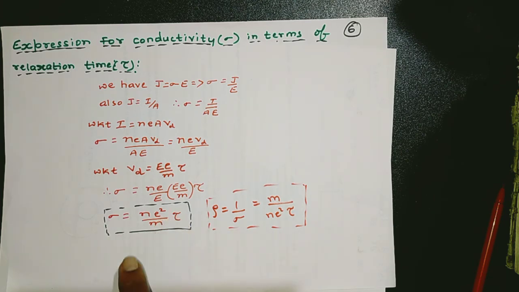Sigma is N e square tau by m, or rho is m by N e square tau.